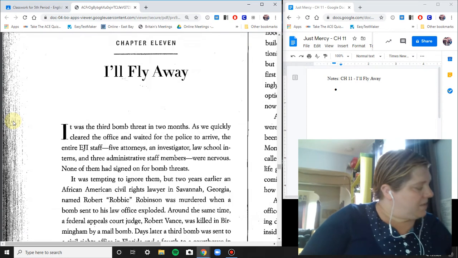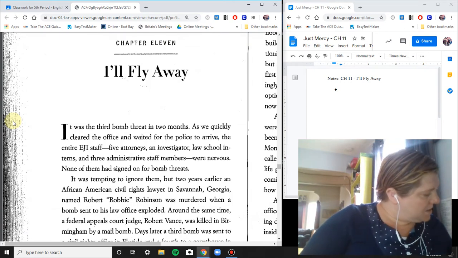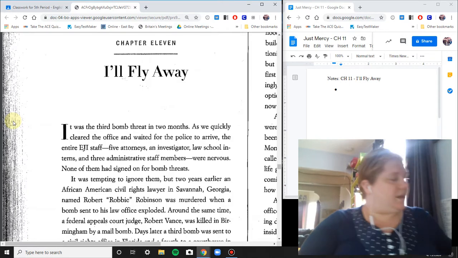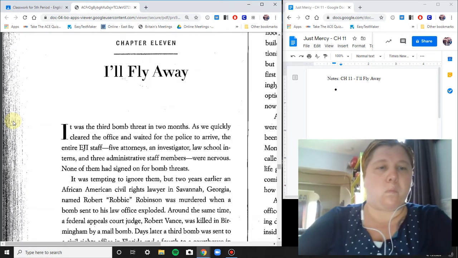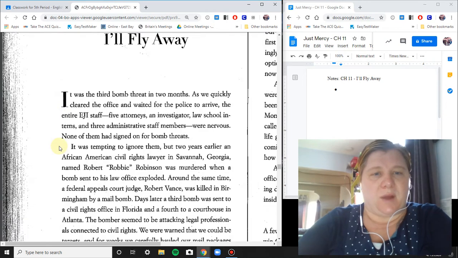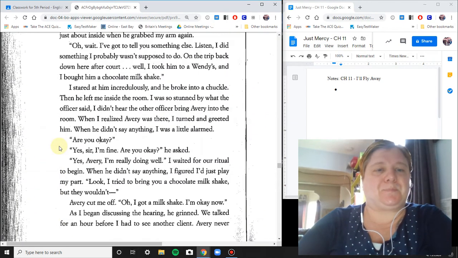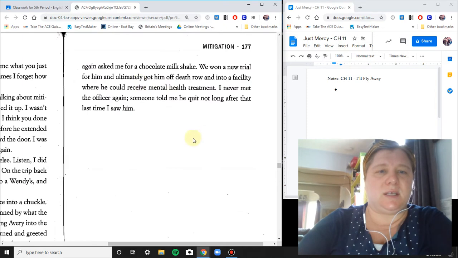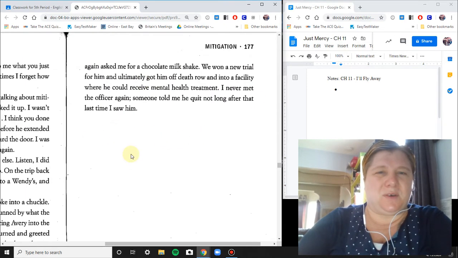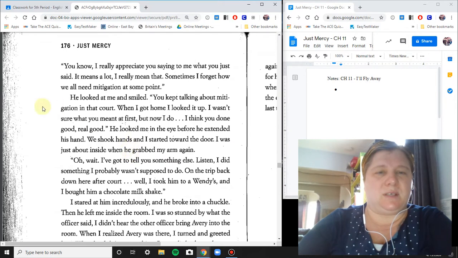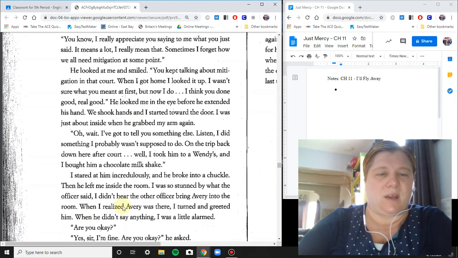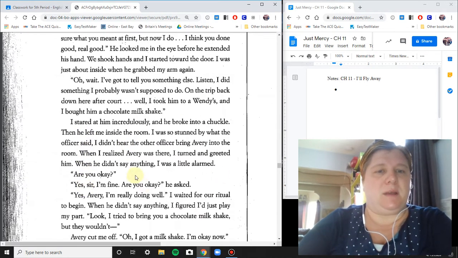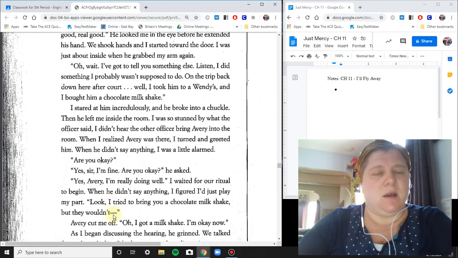Chapter 11, I'll Fly Away, from pages 178 to 198. It's like 20 pages we're reading. It was the third bomb threat in 2 months. Okay, yes, if we remember, the last chapter was mitigation. It was the young man, I believe his name was Avery, who Stevenson represented and got off death row, and who had been mentally disabled in various ways.